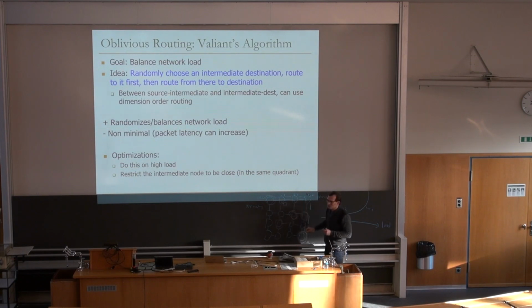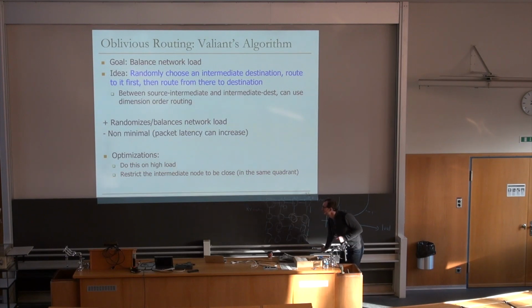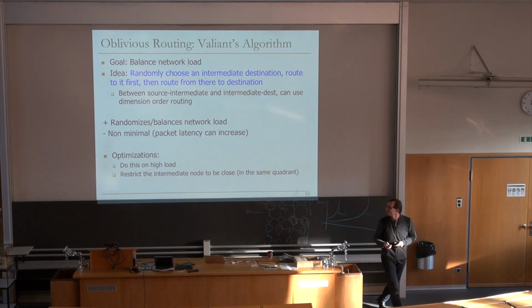But you may want to optimize this. You may say, okay, if I'm the nearest neighbor, maybe you don't do that. That's good. Or maybe you do this only when you have high load in the system. Or maybe you restrict the intermediate node to be close. You don't basically go from here to here and then back to here. You basically divide the network into some quadrants or vicinities of the destination, and you try to route first closer to the destination. It's still oblivious, but it's more intelligent oblivious, if you will.